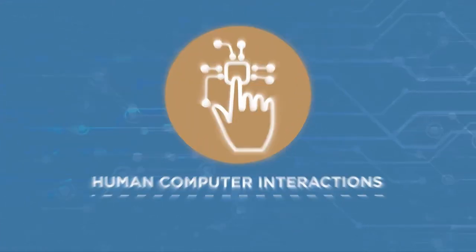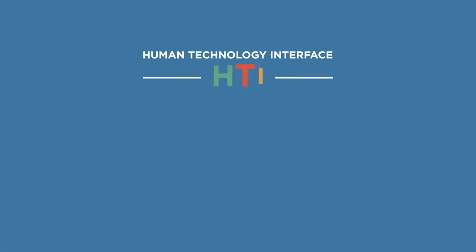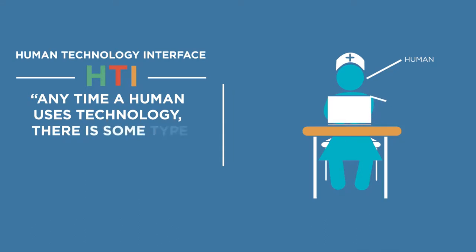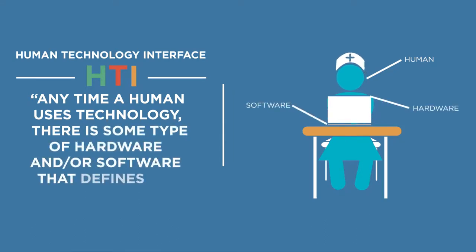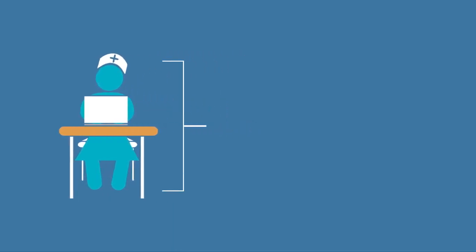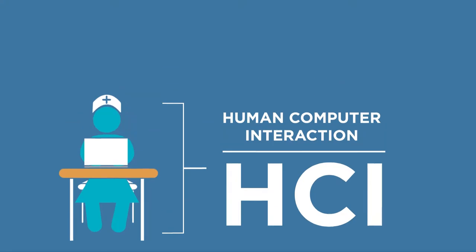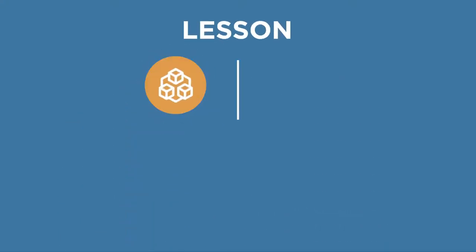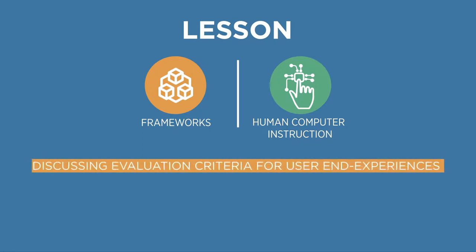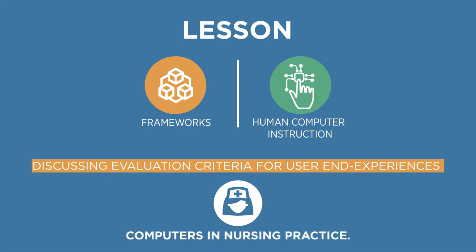Human-Computer Interactions. Overview. Human technology interface, or HTI, refers to any time a human uses technology; there is some type of hardware and/or software that defines the interface. When the technology in use is a computer, the interaction is referred to as human-computer interaction. This lesson focuses on describing frameworks for human-computer interactions and discussing evaluation criteria for user experiences as it relates to using computers in nursing practice.